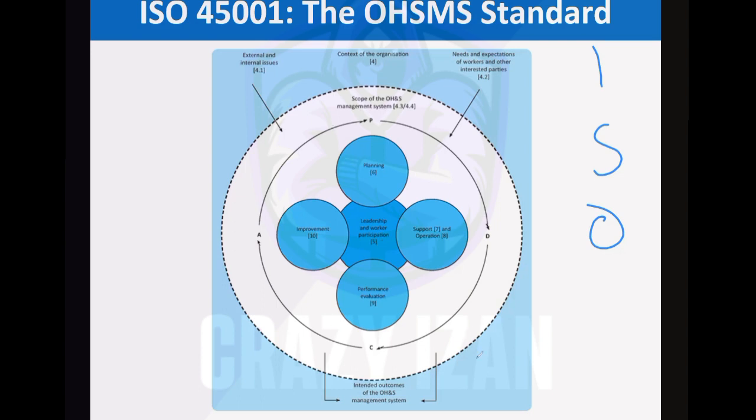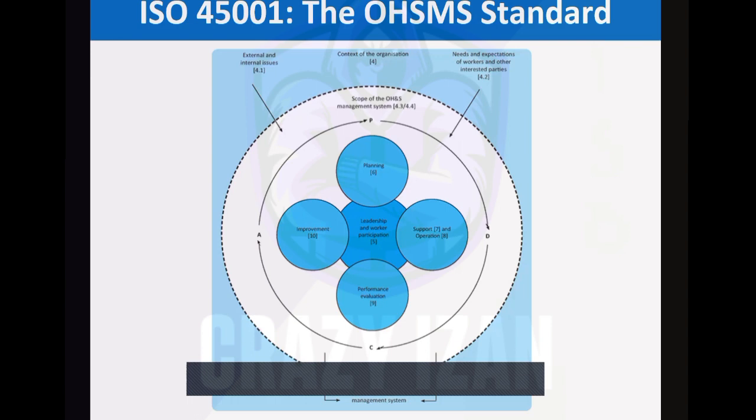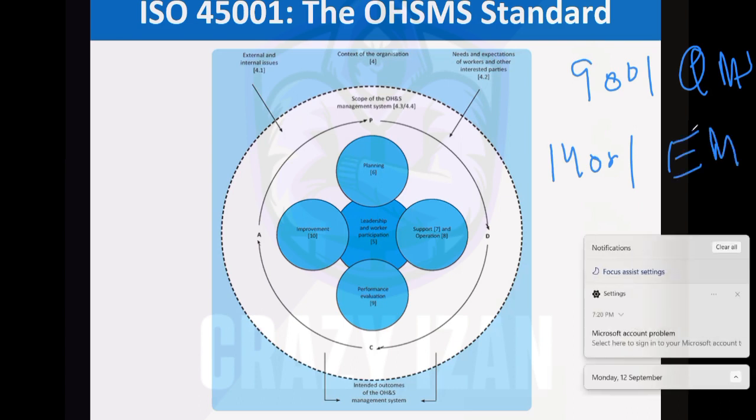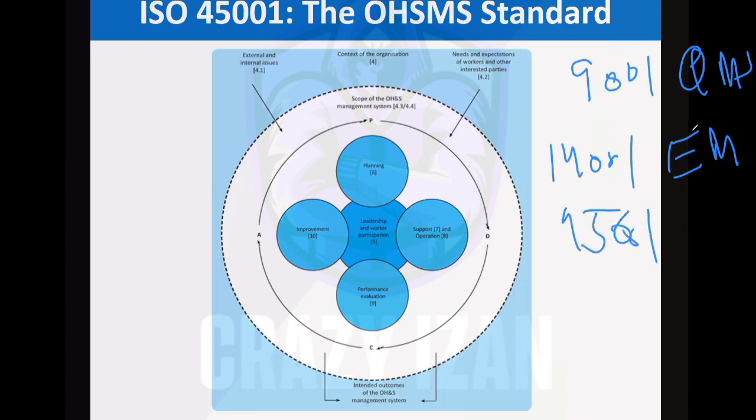So this is the ISO 45001. ISO has issued many other standards as well. They issued ISO 9001, which is the Quality Management System Standard, or QMS. They also issued ISO 14001, which is an Environmental Management System Standard. Then they also issued ISO 45001, the occupational health and safety management system. So these are various standards, and we're going to study now ISO 45001, which is a very, very important standard.